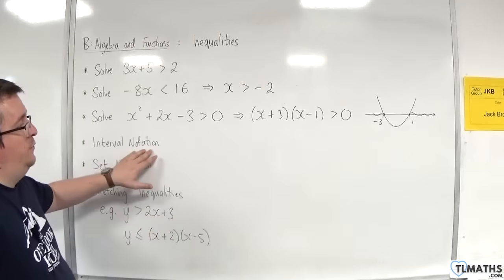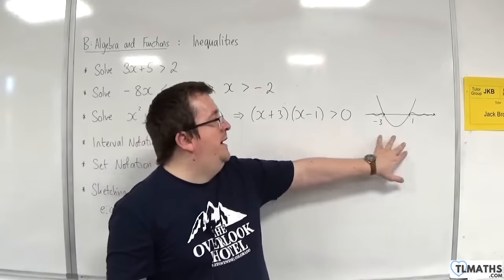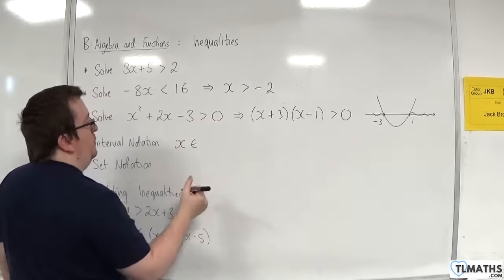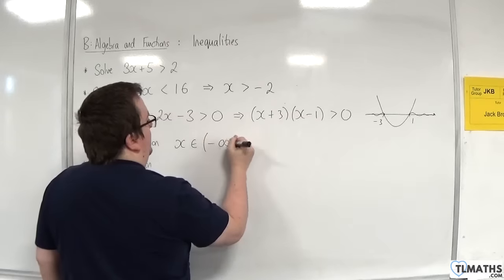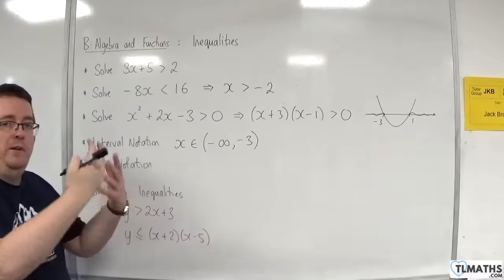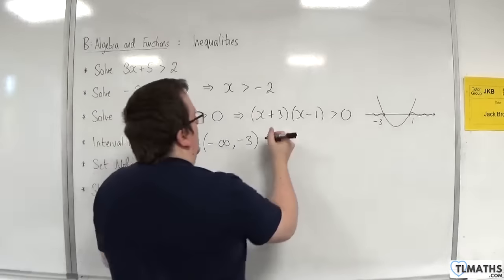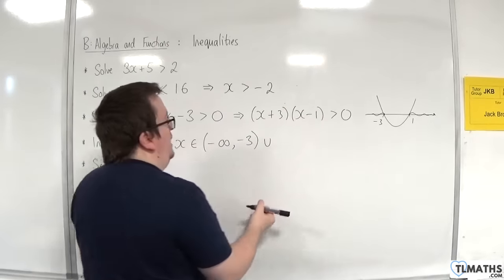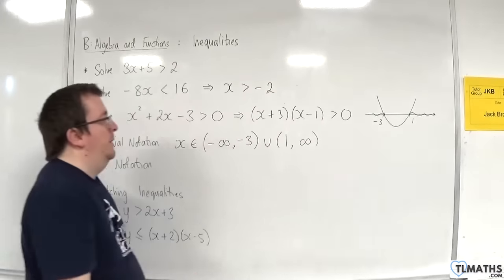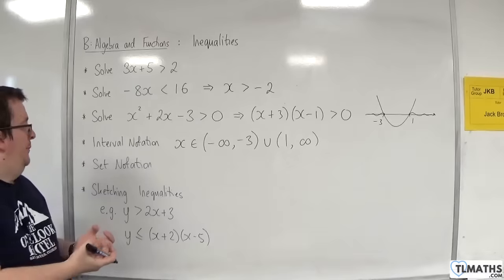Now, with interval notation, if I was to write the answer to that in interval notation, then I would be writing that x belongs to, we're going from minus infinity up to minus 3, and I'm using curved brackets because we're not including those, or, so using the union there, 1 up to infinity. Okay, so we've got those two distinct regions.